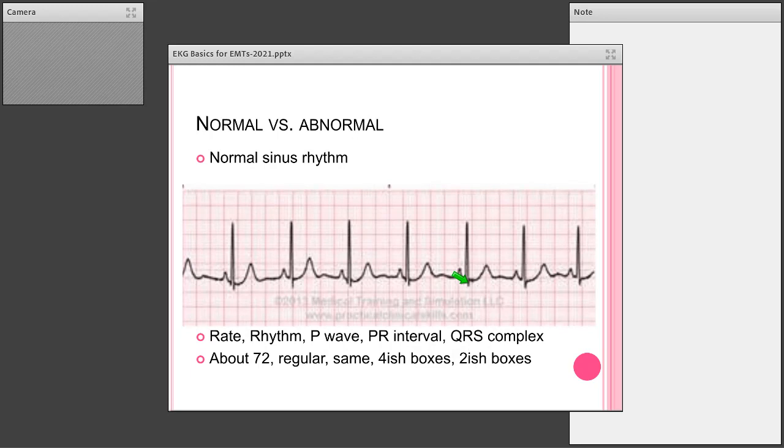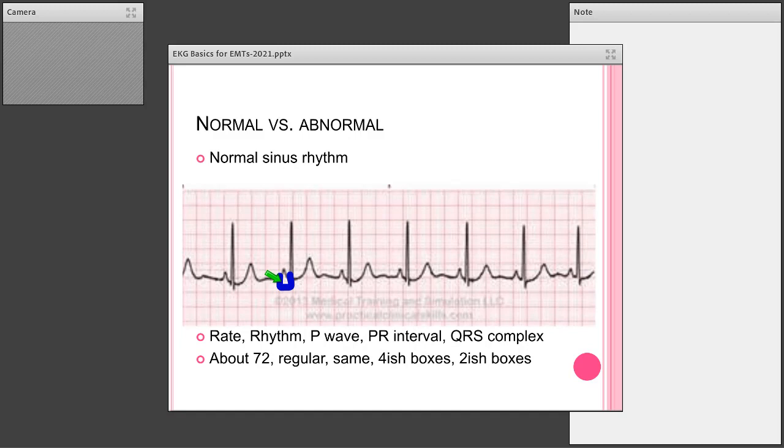Okay, number 4 is the PR interval. This is where it's a little hard to count the boxes, but from the beginning of this P wave to the beginning of this QRS complex, it's not quite a big box. So my guess was about 4-ish boxes, which is normal, right? We want 3 to 5.